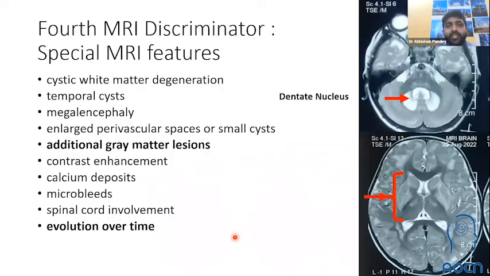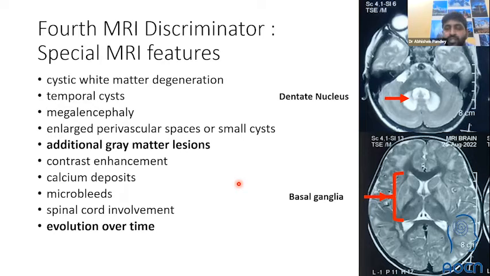So then the next question is additional MRI features, which are many, but what our child had was prominent dentate nucleus involvement. The cerebellar white matter was spared, and along with white matter involvement, we also had basal ganglia involvement, predominantly involving the caudate, the putamen, the globus pallidus, and we could also see some hyperintensities in the thalamus. Other features which we need to look at are evolution over time. We didn't have the initial MRI images at 8 months. Otherwise, we could have looked into the evolution of the lesions with age.